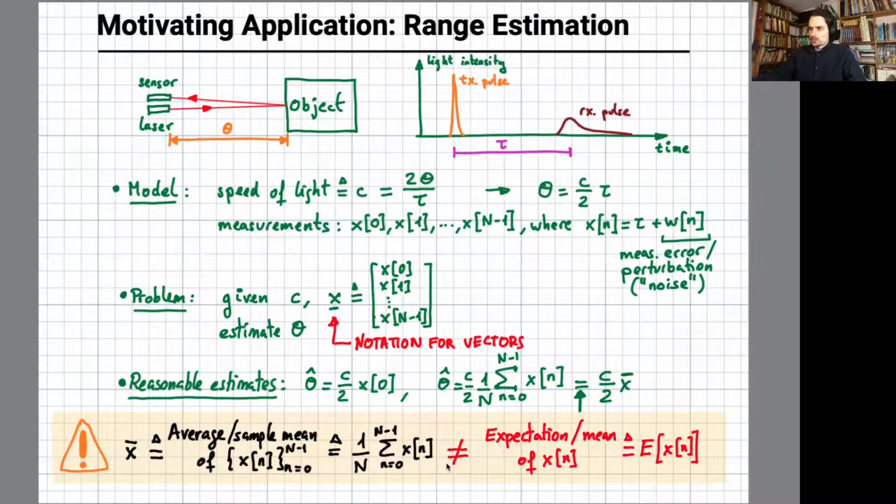And please note that the average or sample mean is a totally different concept from the expectation or mean of a random variable. That is a deterministic quantity associated with a distribution, whereas this is a function of the data, right? And since data are typically modeled as random variables, the average or sample mean will also be a random variable. This was an example of an estimation problem, but estimation problems arise in many applications.